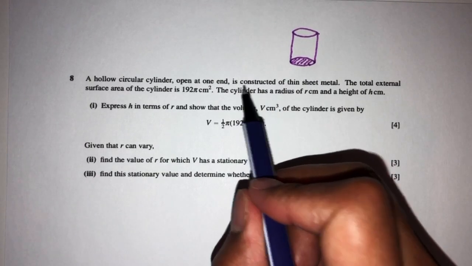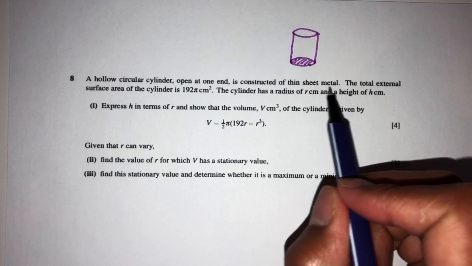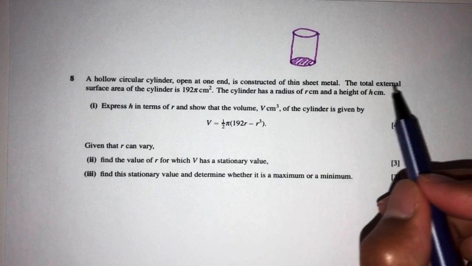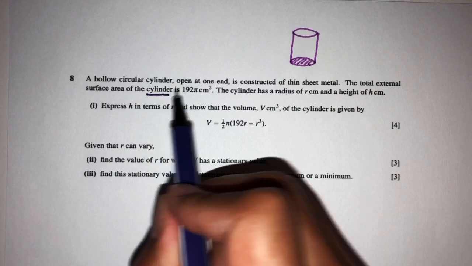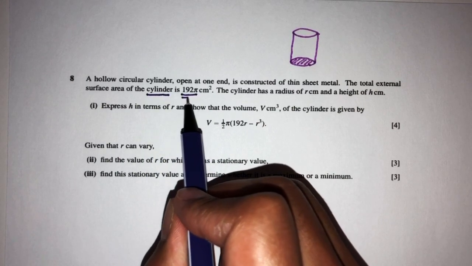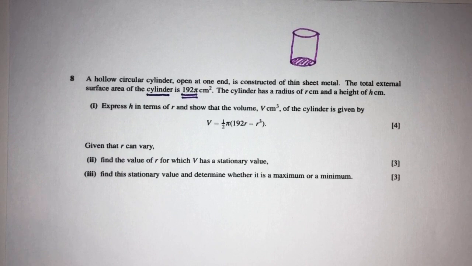Now, it is constructed of thin sheet metal, okay? The total external surface area of the cylinder is 192 pi. So the external surface area. Okay, good. So what can we think of right now is how would you find the total external surface area of the cylinder?